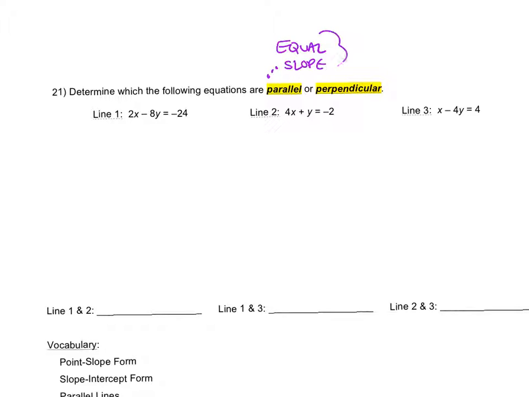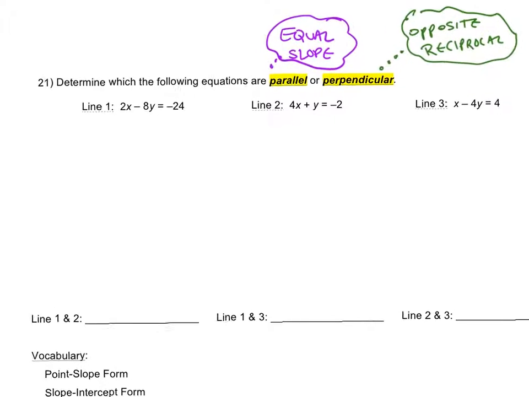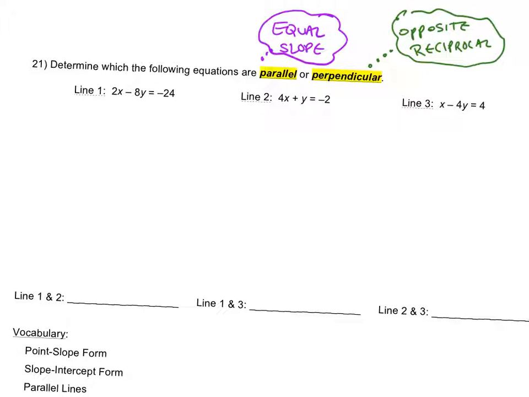They're exactly the same. And I know that perpendicular lines have opposite reciprocal slopes. Not just reciprocal, not just opposite, but opposite and reciprocal. You have to have both. Otherwise, you are not perpendicular. So now that I have these items, now I look at my equations and let me just figure out the slopes. There's nothing else I need to do except find the slope of each equation.